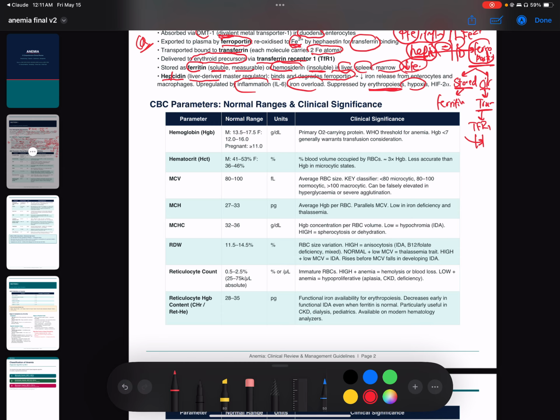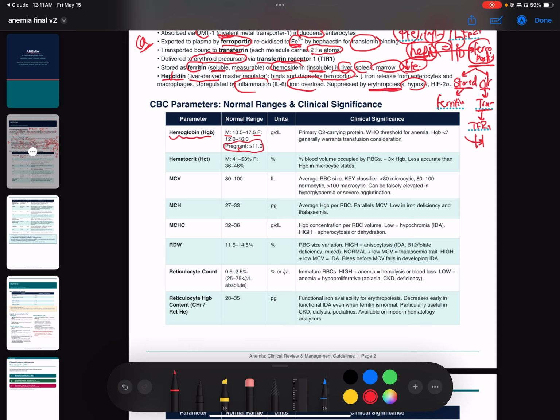Let's talk about some numbers. The hemoglobin is mainly important to classify and diagnose anemia. So we have different ranges between males and females. Males will have a normal range between 13.5 to 17.5. In females, it's less, so it will be 12 to 16. In pregnant women, usually the hemoglobin should be above 11. If it's below 11, it will be anemia.